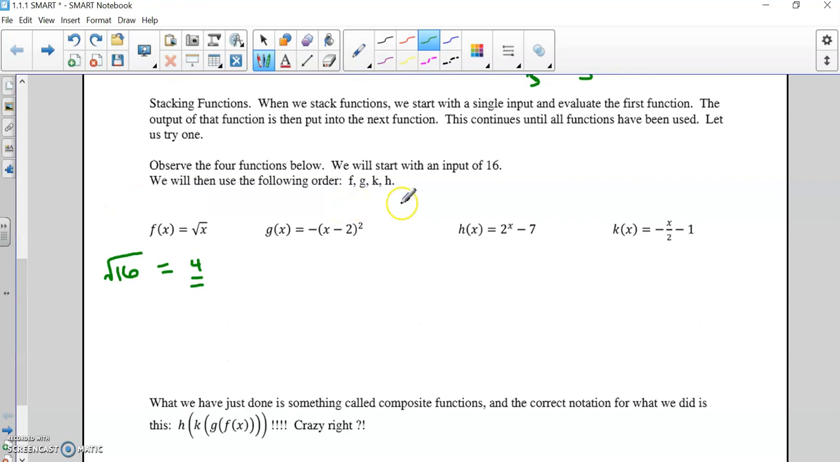So now, for stacking functions, I'm going to take the solution I just got and put that into my next one for x. So now I will have everything in that equation, except instead of x, I'm going to write 4. Okay, 4 minus 2 is going to give us 2. And so this is going to give us an answer of negative 4.